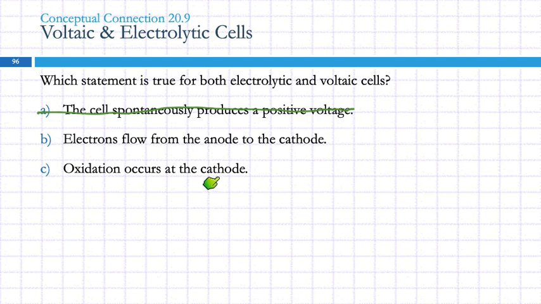Oxidation occurs at the cathode. Okay, from what we talked about on the previous slide, where we were talking about voltaic cells, does oxidation happen at the cathode? No. Red cat, right? Reduction happens at the cathode. So this is not true for a voltaic cell. To answer this question, we don't need to know if it's true for an electrolytic cell. It's not true for both of them. So we can just eliminate that one. Electrons do flow from the anode to the cathode.